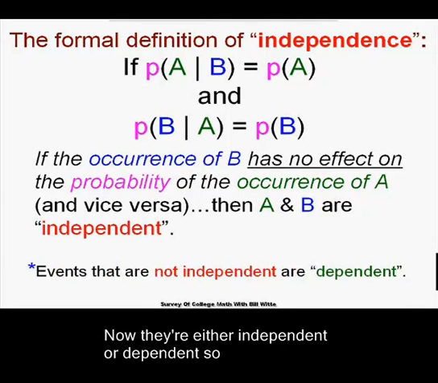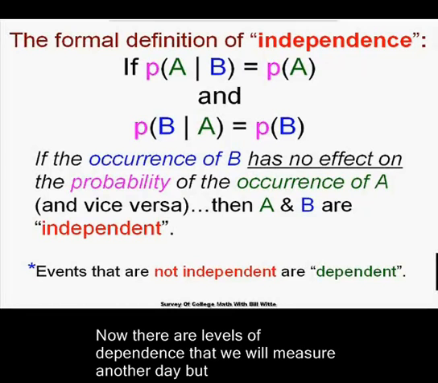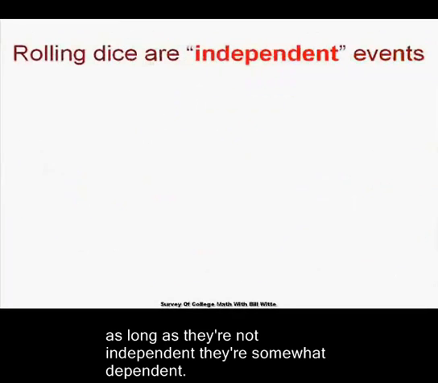Now, they're either independent or dependent. So if they're not independent, then we say they are dependent. Levels of dependence we'll measure another day, but the idea is, as long as they're not independent, they're somewhat dependent. Allow me to demonstrate.